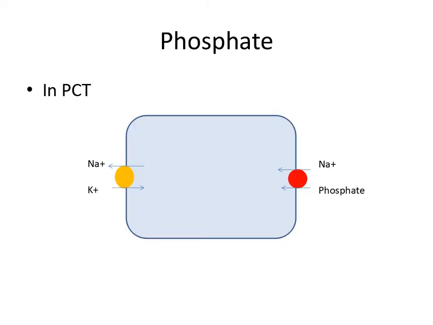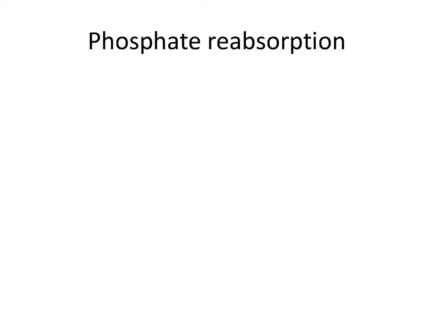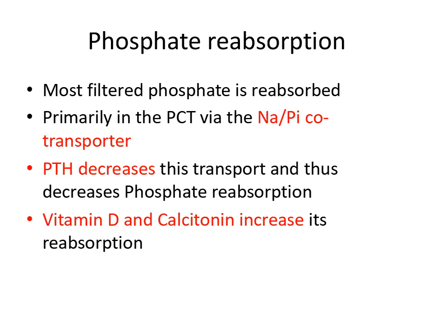Now coming to phosphate reabsorption. Phosphate reabsorption occurs in the PCT with the help of the sodium phosphate co-transporter. That is a secondary active transport mechanism, and the concentration gradient is maintained by the sodium potassium pump. Most of the filtered phosphate is reabsorbed, and PTH decreases this transport through the sodium phosphate co-transporter, whereas vitamin D and calcitonin increase the reabsorption of phosphate.